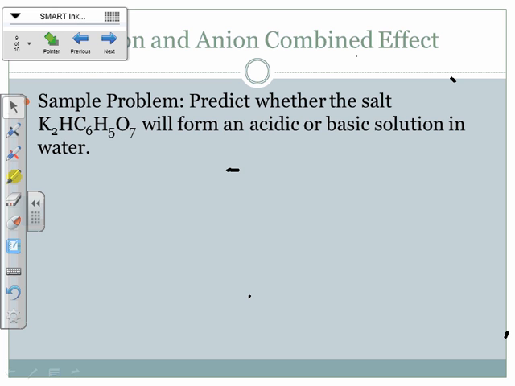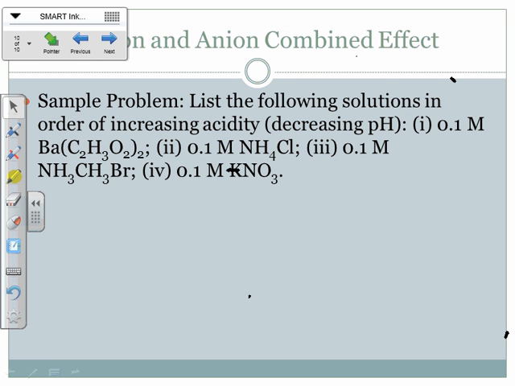Predict whether the salt K2HC6H5O7 will form an acidic or basic solution in water. I'm going to skip that example because it's basically just like the last one. Because again, when you put this into water, you end up with K+, 2 of them, and the HC6H5O7 2-, okay? And so then what you'd have to do is figure out, is this going to give away a hydrogen in water, or is it going to take a hydrogen in water? It could do either one, so you need to figure out which one it's going to be more likely to do, okay? So really, same basic thing as what we did on the last one, so I think you can probably work that through.